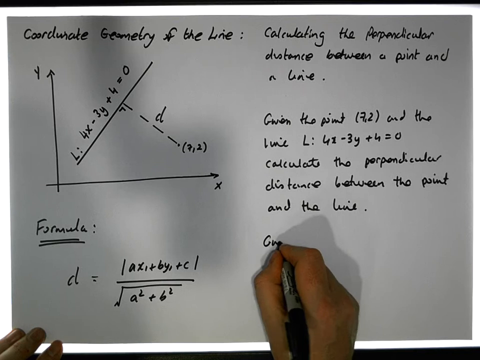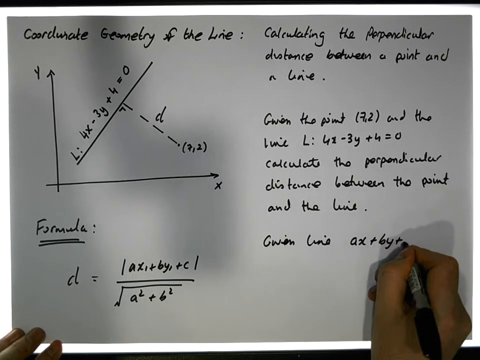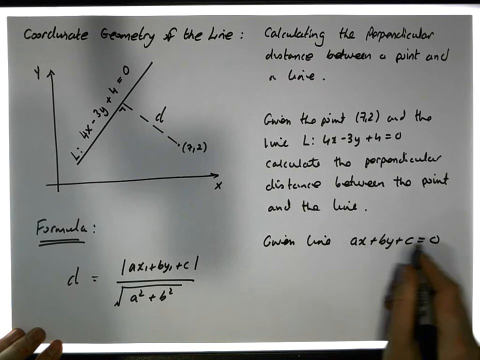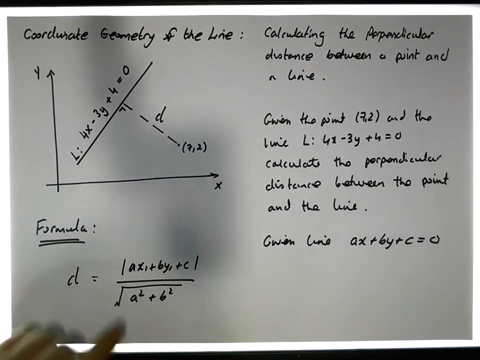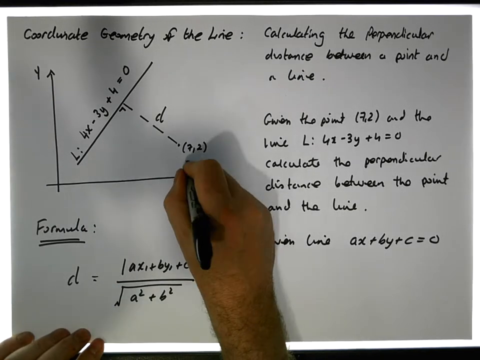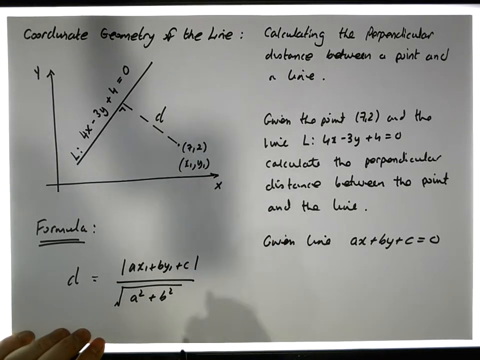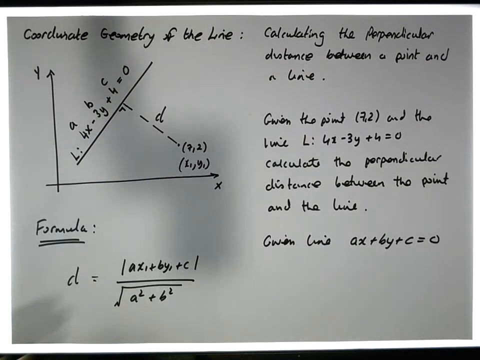So given the line ax plus by plus c is equal to 0, the coefficients a, b, c are 4, minus 3, 4. All we need is the coefficients a, b, and c, and a point x1, y1. Here's our point x1, y1, here's our a, here's our b, here's our c. So we can just substitute them into this formula, and we have our solution.